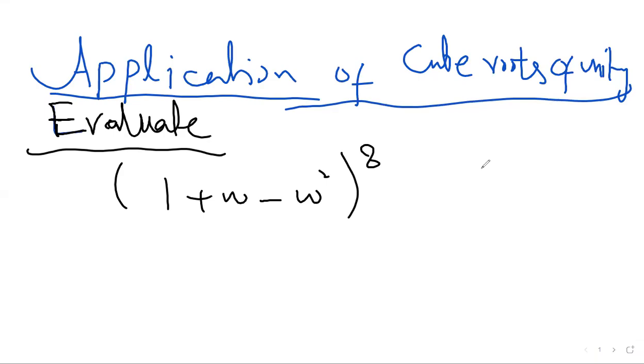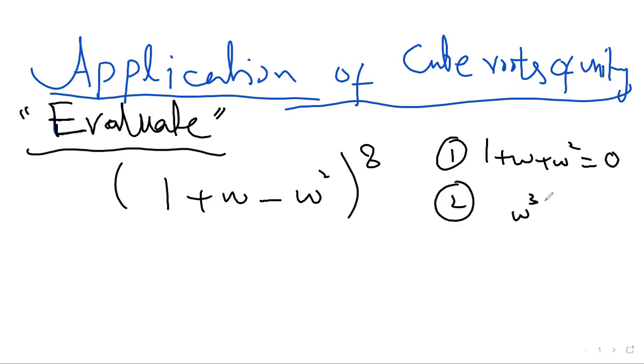The topic is application of the cube root of unity. The question task is to evaluate and find the value. As we have already discussed in the properties, 1 plus omega plus omega square is always equal to 0, and the second one is omega cube is equal to 1. These two things work in the application of the cube root of unity.